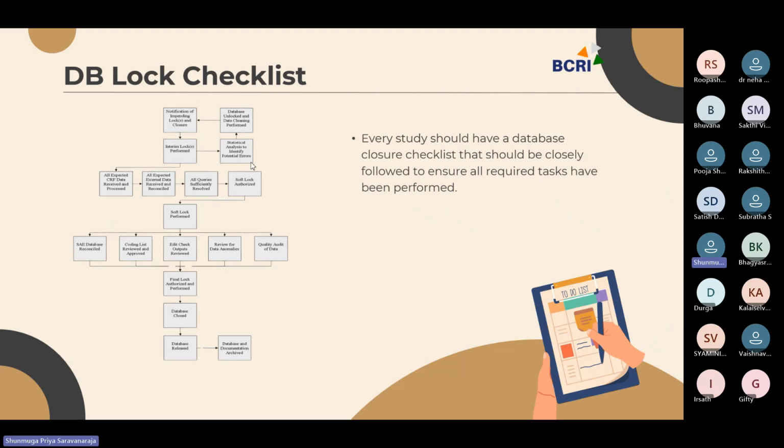So here's a lock checklist. Every study should have a database closure checklist that should be closely followed to ensure all required tasks have been performed. I need to see what the pending action items are, what interim locks were performed, what other things are pending, and soft locks in between.